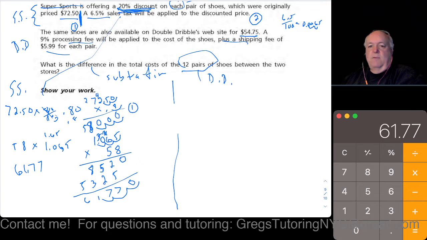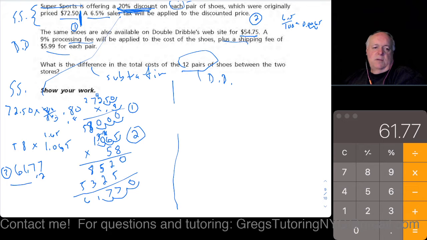All right? So we have one more step still because it's 12 pairs of shoes. So we're going to have to multiply that 61.77. Where's my best place to do it? So that was step 1. Let me just make this clear. This is step 2. Okay, and then we have to do it by the 12 pairs, right? So there's a step 3 here now. So we're going to multiply this by 12. Okay, let me see if I can squeak that in there.